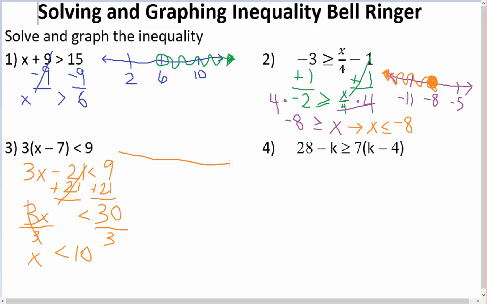Again, got our number line. And we're going to shade. So, circle around the 10, and this one's open again because it's no equal to underneath that. And we have to shade to the left because it is less than.